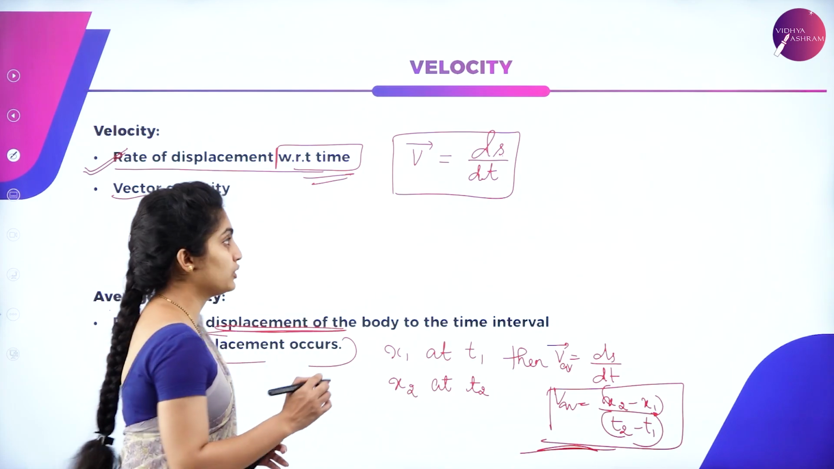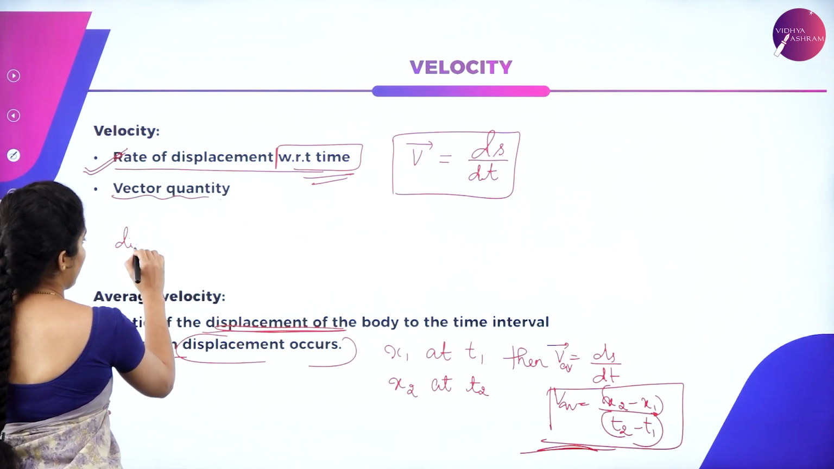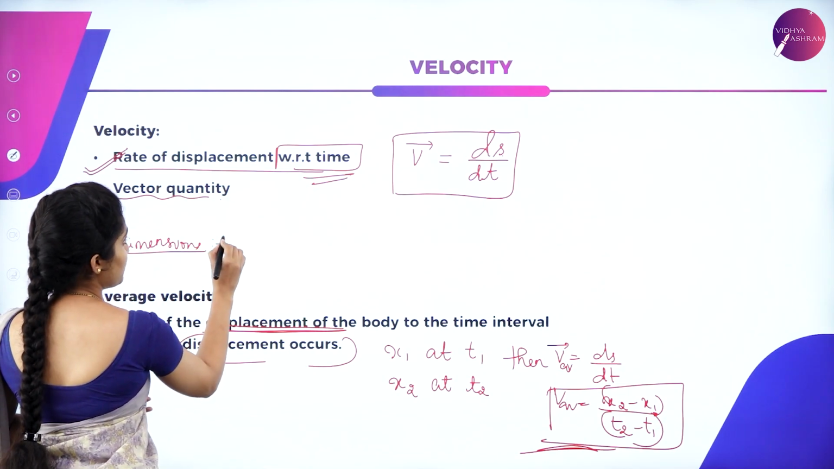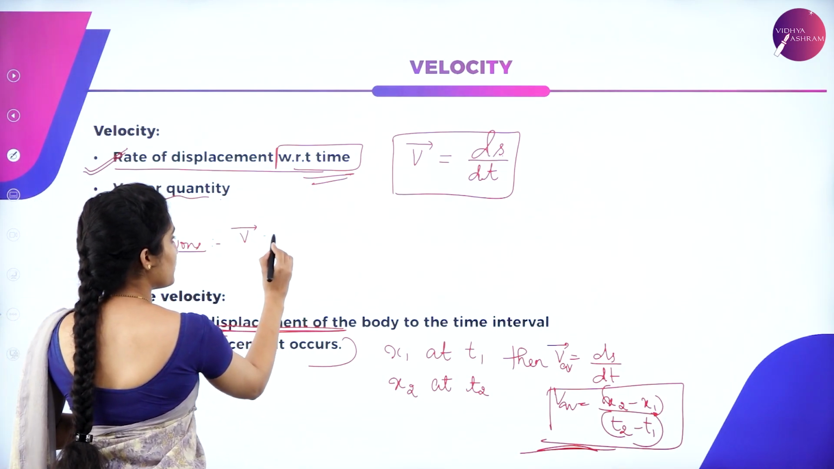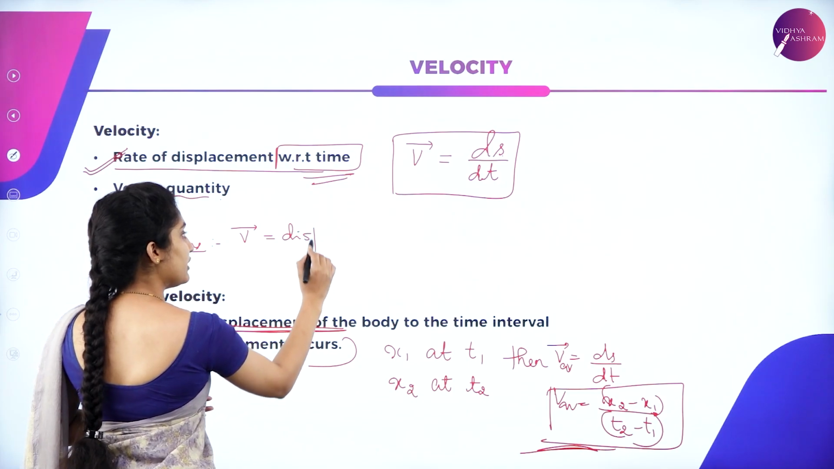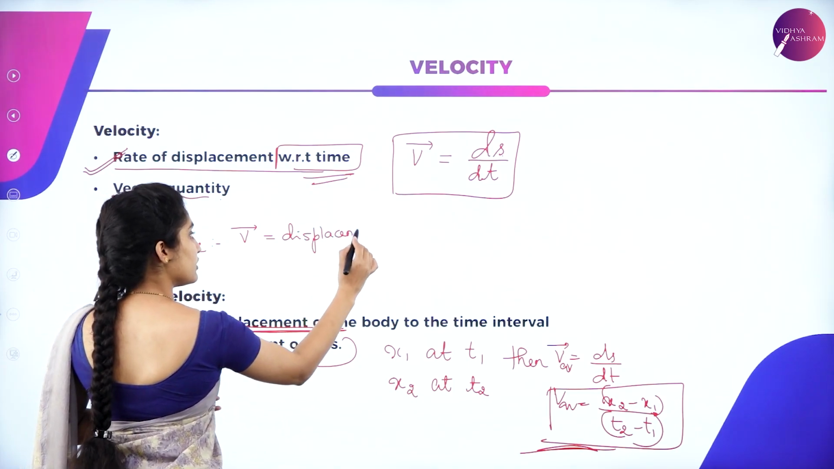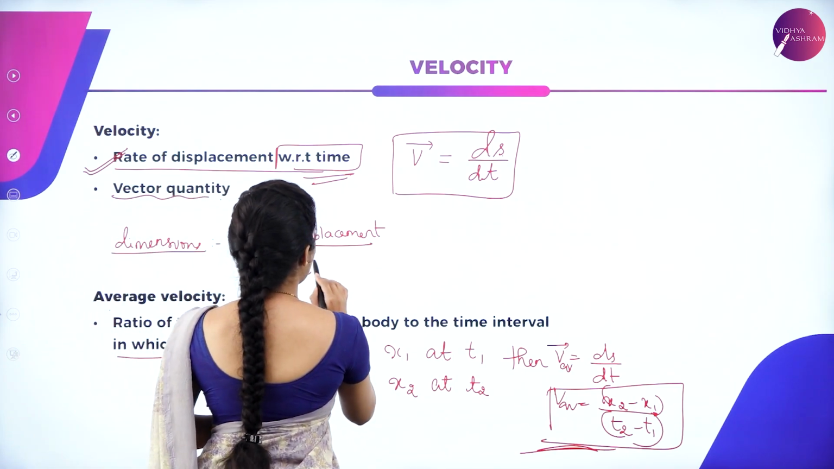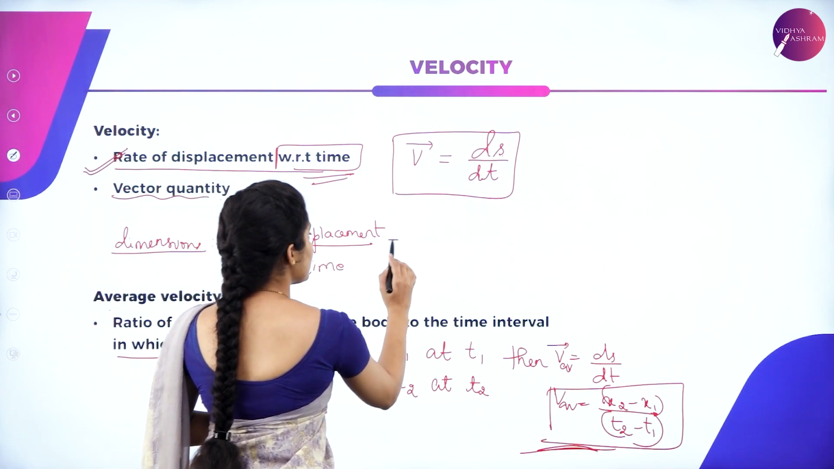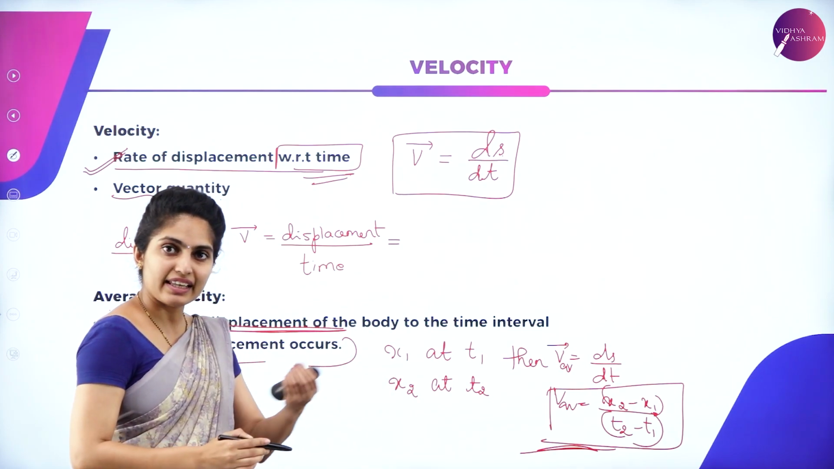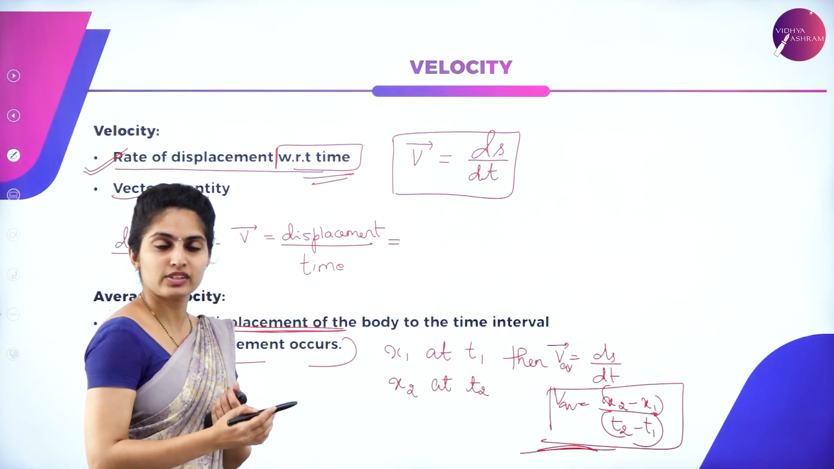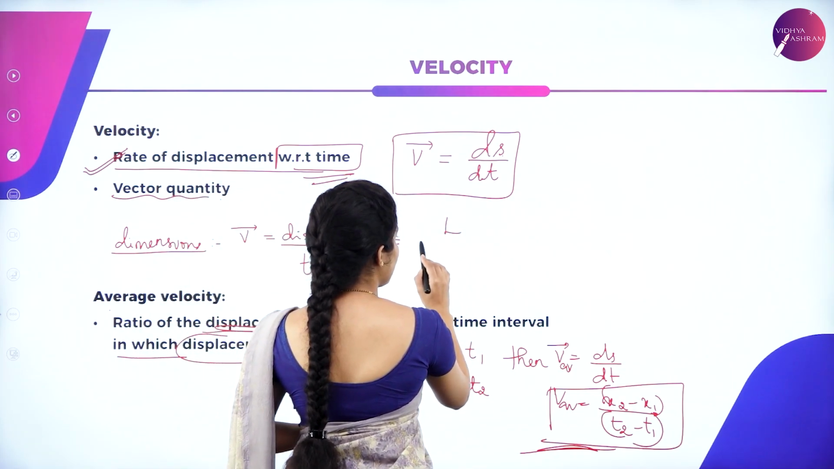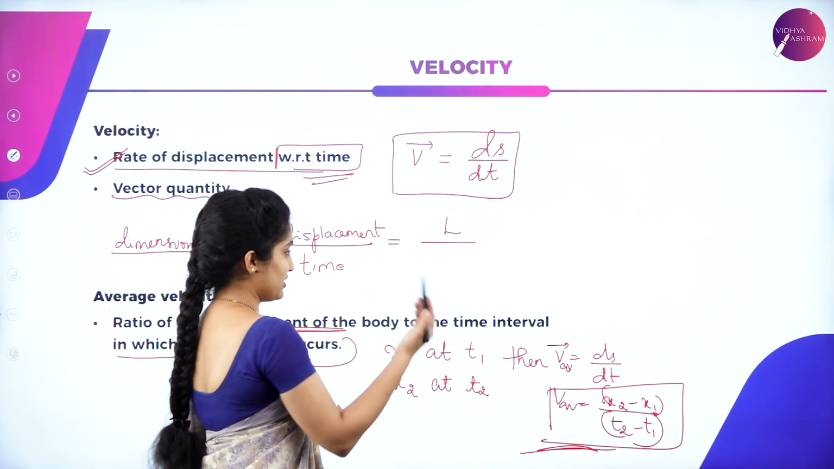Then if you come to the dimension formula of velocity, we know that velocity is equal to displacement by time taken. Displacement means the length being considered, which means the dimension for displacement will be length. Its SI unit is meters. I'll come to that.